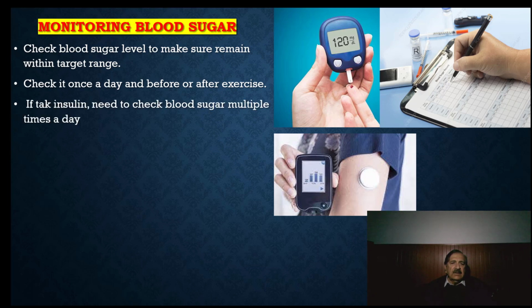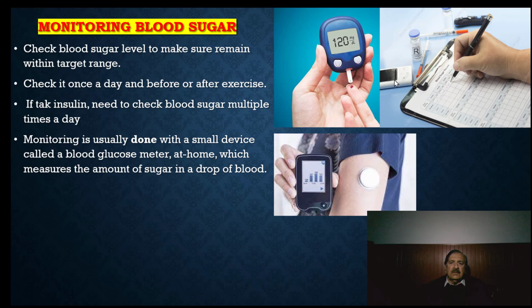If you take insulin, you need to check your blood sugar multiple times a day. Monitoring is usually done at home with a small device called a blood glucose monitor, which measures the amount of sugar in a drop of blood. Keep a record of the measurements.